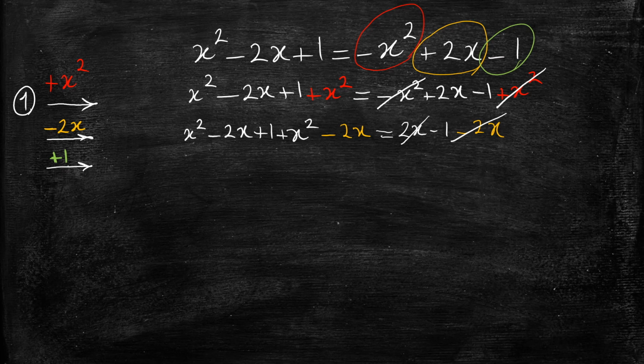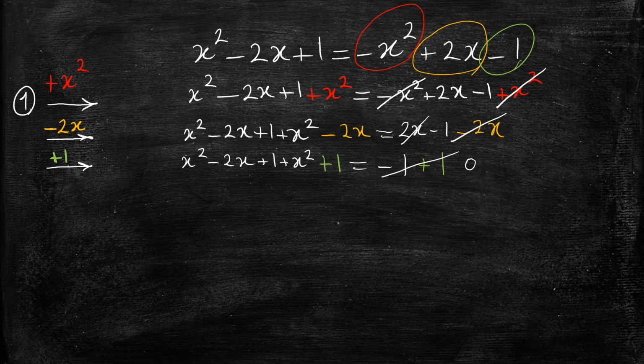Let's do that. x squared minus 2x plus 1 plus x squared, adding the +1 to the left hand side, and doing the same to the right hand side. Great. Now -1 plus 1 is 0. They cancel each other. So we arrived at an equation where all terms are on the left hand side, and on the right hand side we just have 0. That's what we wanted. That's step 1 completed.